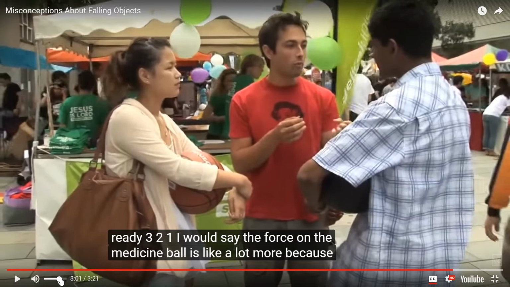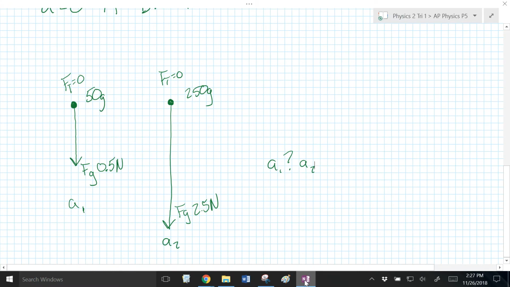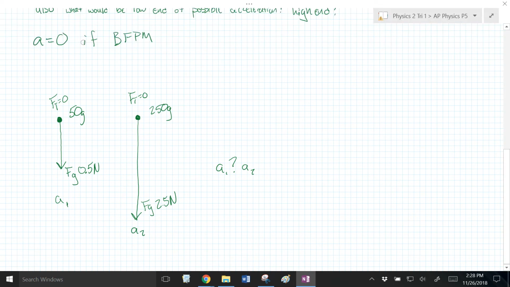So that's why we've got to keep in mind the two things that are going to impact the acceleration: the force, certainly, but also the mass of the object. If we look at these two here, the only force acting is gravitational force. That means my Fu here is going to be the same as my gravitational force. So I've got an Fu of 0.5 newtons. This acceleration is going to be 0.5 newtons divided by the mass, 50 grams in kilograms.